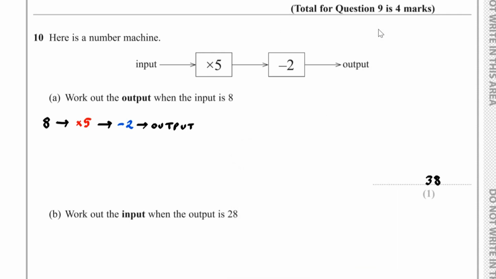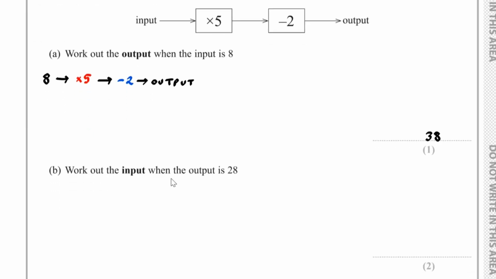Then for part B of the question, we have to work out the input when the output is 28. Well, this time we are given that the output is 28, and we have to work out the input, so we need to use the inverse operations. We need to work backwards. The inverse operation of -2 is +2. The inverse operation of times 5 is divide 5.